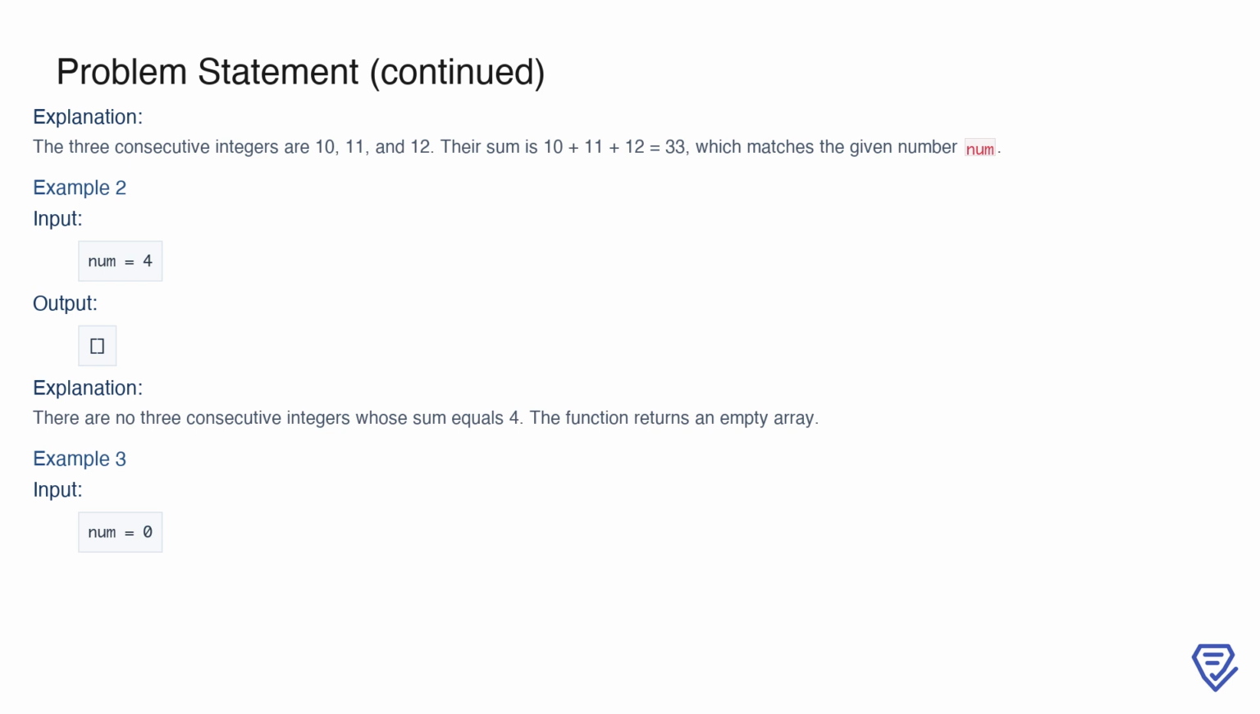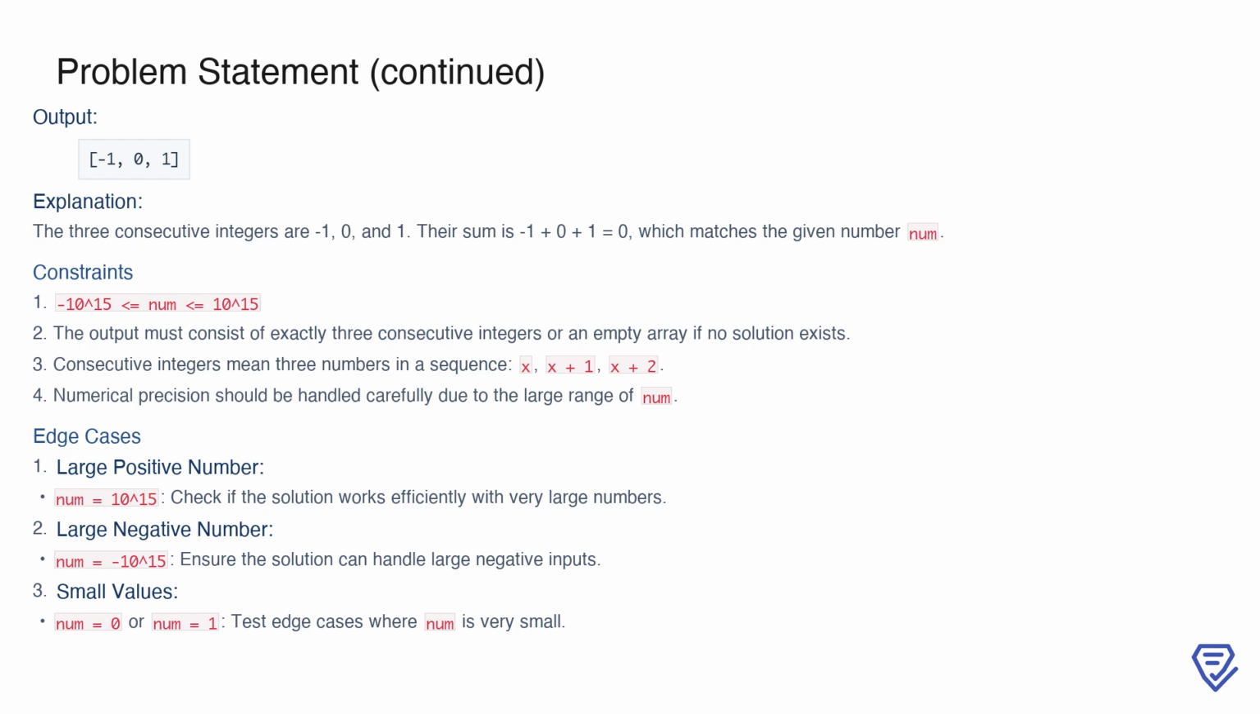For the input number equals 0, the output is -1, 0, 1. These are 3 consecutive integers, and their sum, -1 plus 0 plus 1, equals 0, which satisfies the given condition. This example highlights that the solution works for inputs where number is 0 and can include both positive and negative numbers in the output. Additionally, the constraints of the problem clarify that the input number can range from very large negative values to very large positive values, so handling precision becomes important.